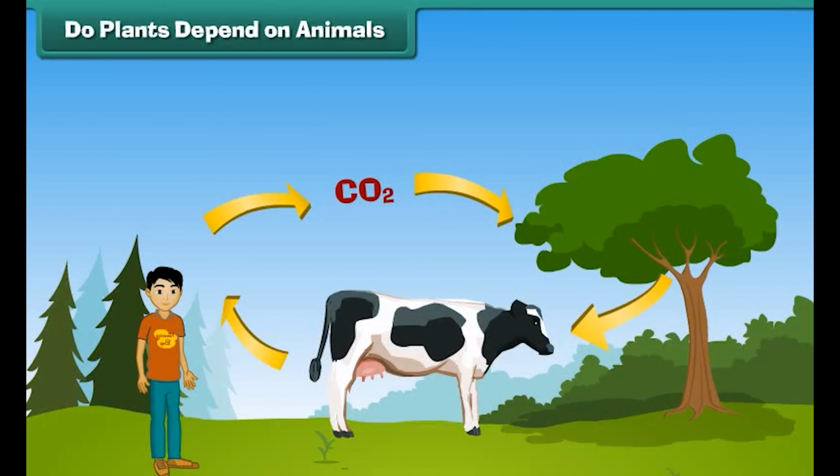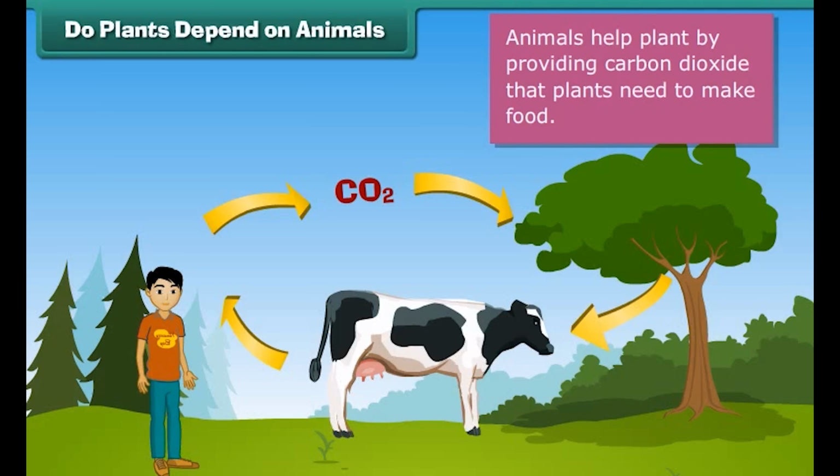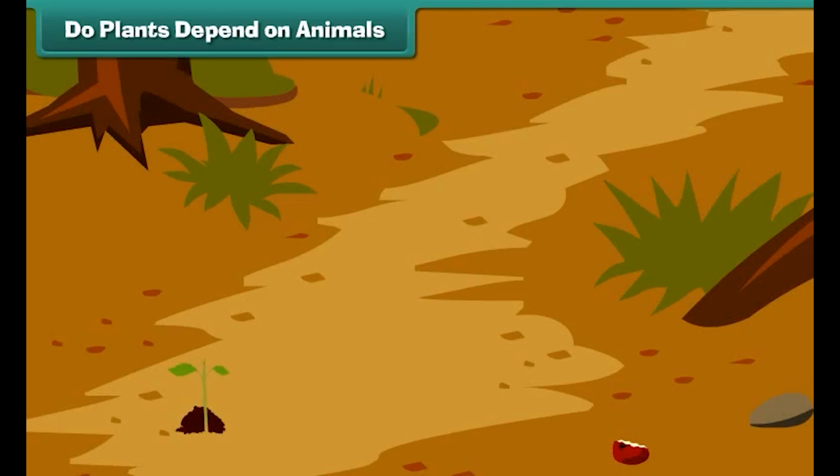Do plants depend on animals? Animals get food, oxygen, and shelter from plants. Do they give anything to plants in return? Yes, plants need carbon dioxide to produce their food. When animals breathe out, they release carbon dioxide and help the plants in making their food by the process of photosynthesis. Plants depend largely on animals to produce their seeds via seed dispersal.